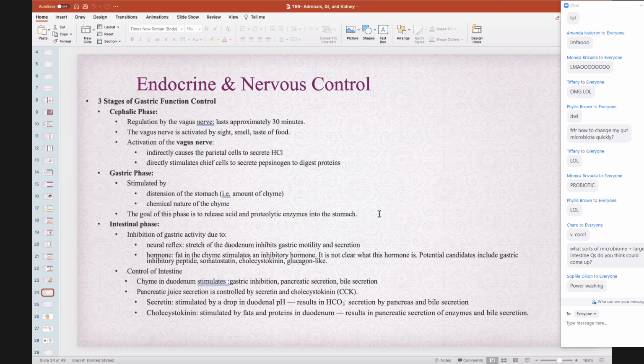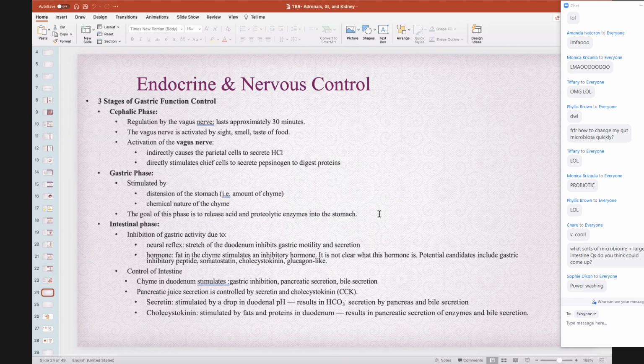What it's going to do is signal the G cells to release gastrin. That gastrin is going to tell your parietal cells to start producing hydrochloric acid, because we're getting ready for that incoming food. You're also going to tell the chief cells to start releasing pepsinogen. So now we're going to start releasing these proteases, getting them ready for the incoming food.